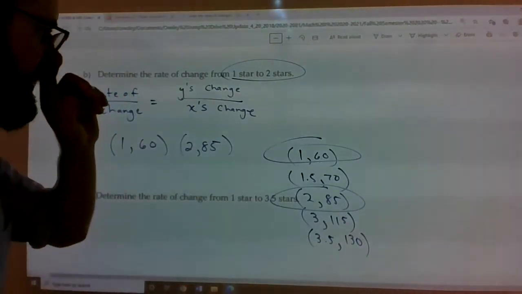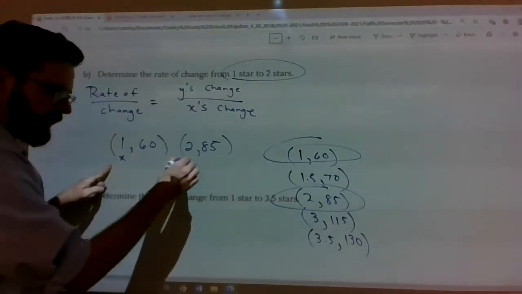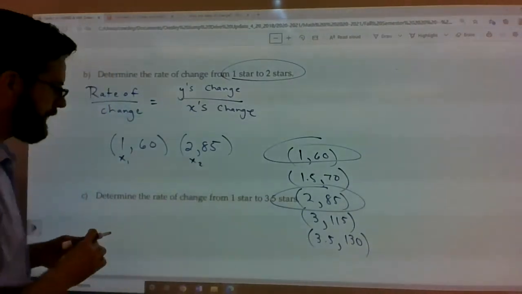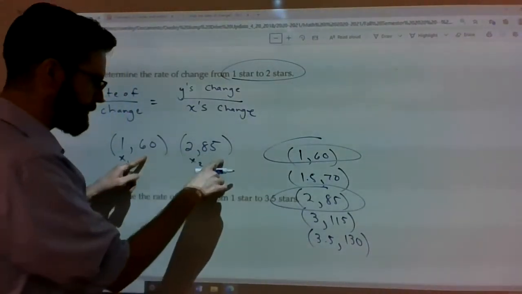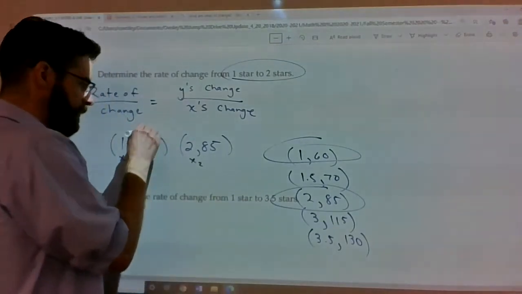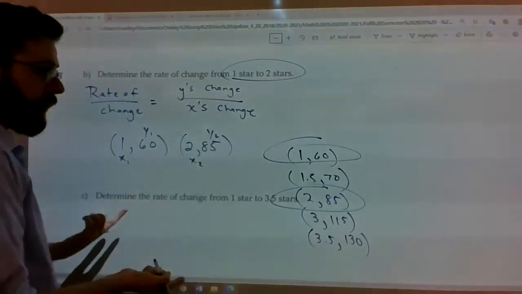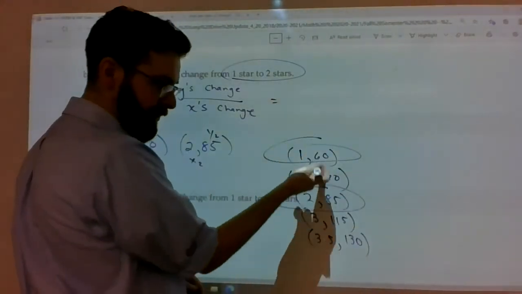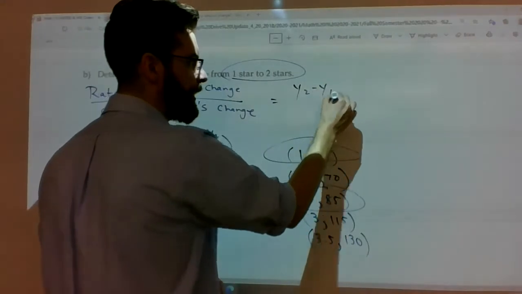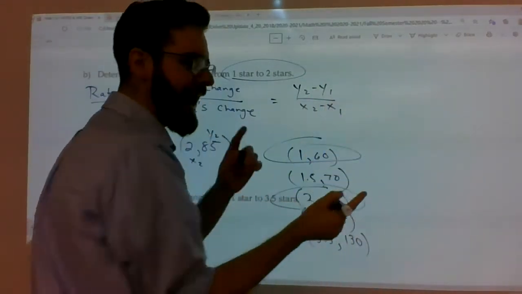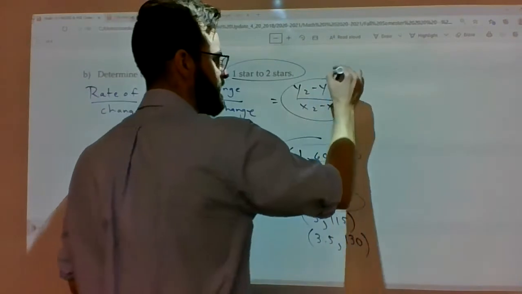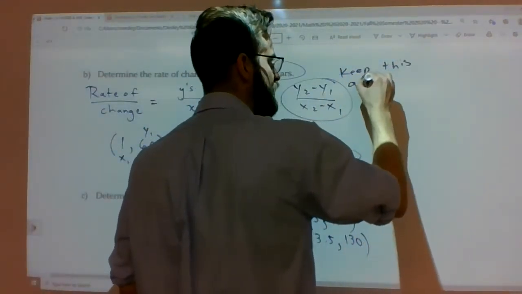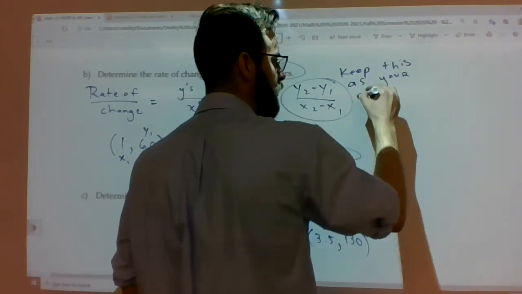So recognize it like this. These are our X coordinates. I'm just going to call this X1, X2, okay? These are our Y coordinates. Remember, X left, Y right. This is Y1, this is Y2. So all you're doing to determine the rate of change is you're taking, if they're ordered pairs, Y2 minus Y1 over X2 minus X1. And you now can use this as a formula. Keep this as your rate of change formula.